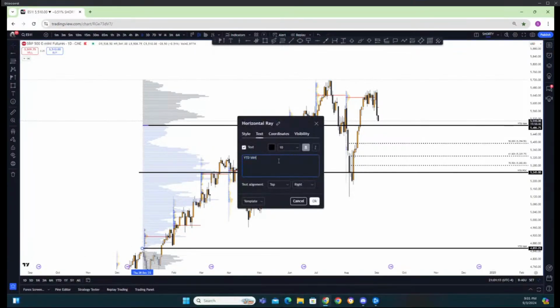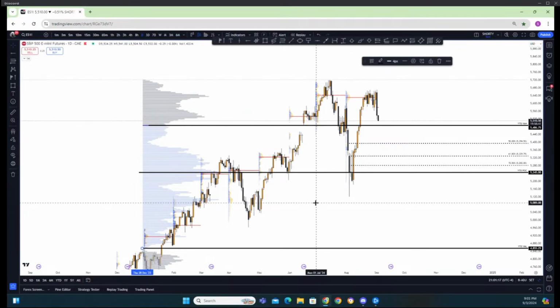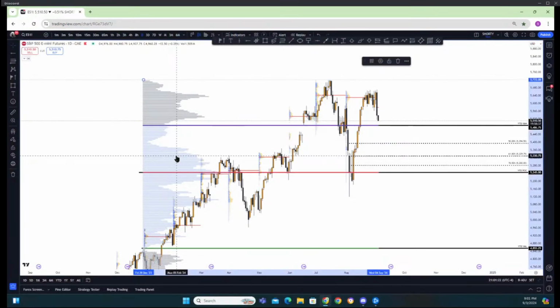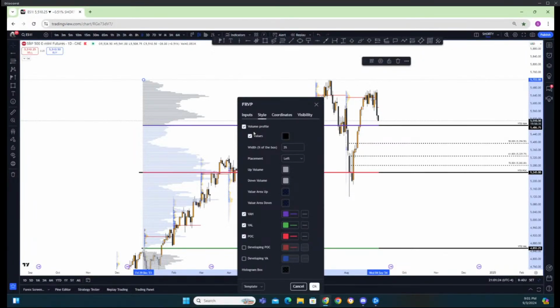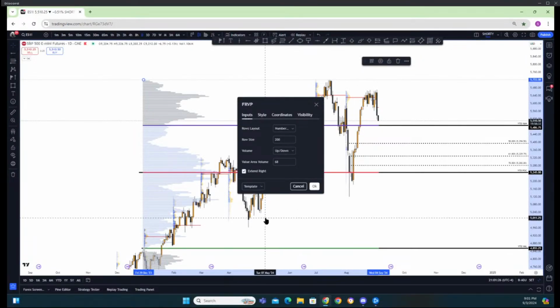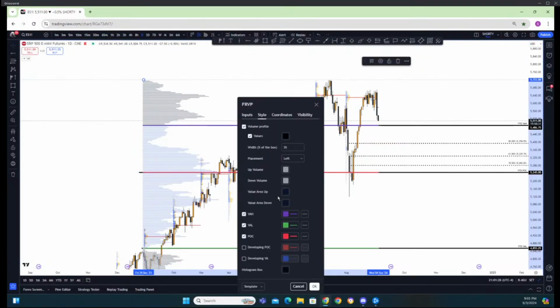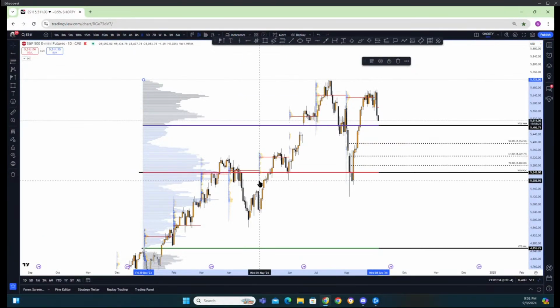I wish these lines would become magnets somehow. Does anyone know how to extend these lines? Yeah, there should be an option extend to the right. For some reason, I'm never able to get it on FVP to extend. Okay.